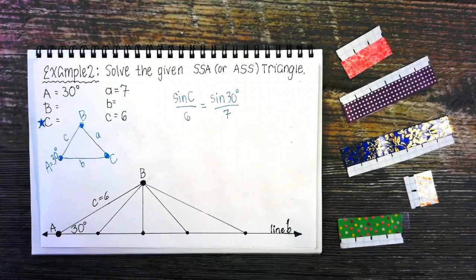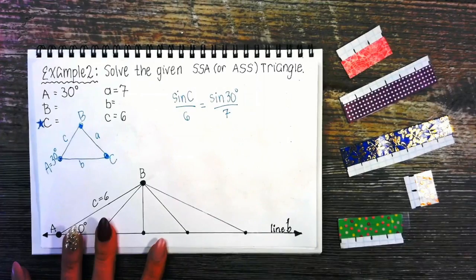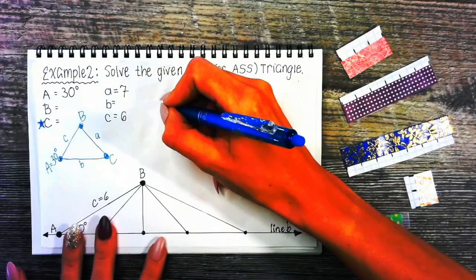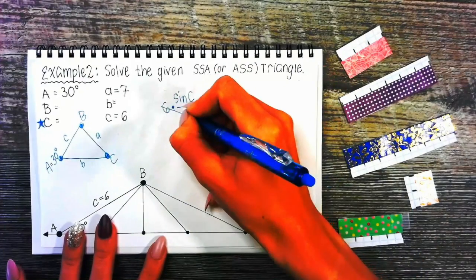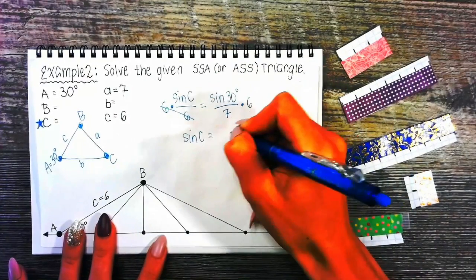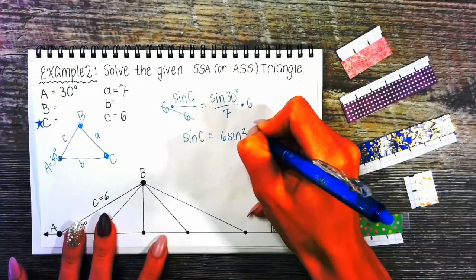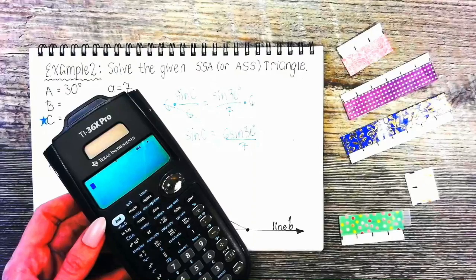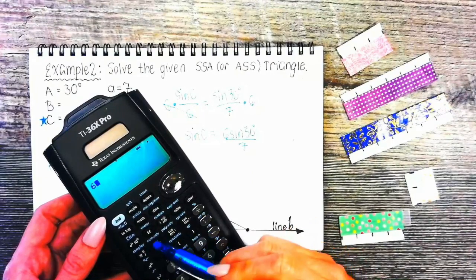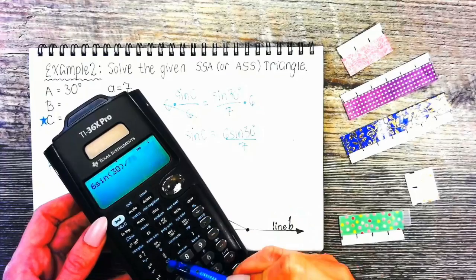We're going to multiply both sides by 6. In the previous example, multiplied by 6, it happened to reduce quite nicely, but like I said, that won't always happen. Sine of C will equal 6 sine 30 degrees over 7. This will go in the calculator. We will get a decimal on our screen. I'm going to type in my calculator 6 sine 30 divided by 7.